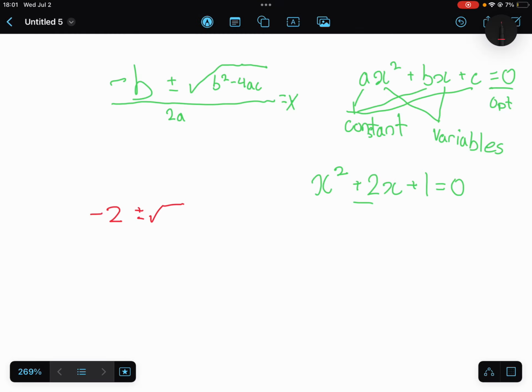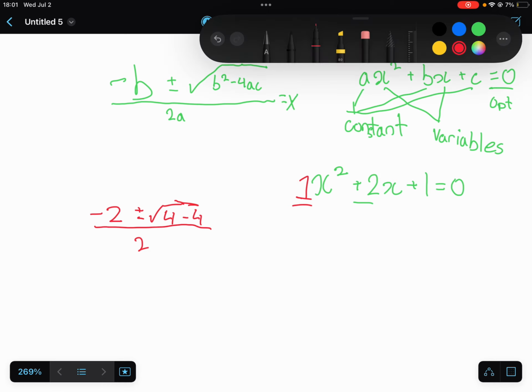of b squared minus 4ac. Now, if b is 2, if we square that, we get 4 minus 4ac. A is 1, but you don't write 1x squared. And then c is also 1. So you subtract that by 4. And then you divide all of that by 2a. Since a is 1, it's 2.